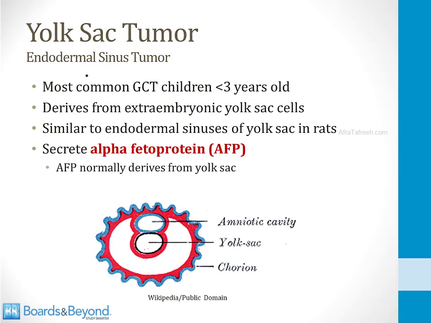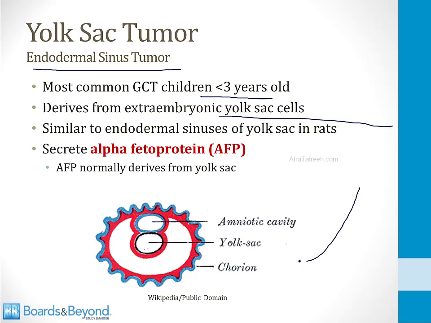Our next germ cell tumor is called a yolk sac tumor, also called an endodermal sinus tumor. This is the most common germ cell tumor in very young children less than 3 years of age. It derives from extraembryonic yolk sac cells. At the bottom of the screen is a picture of the early embryo where the yolk sac forms. Extraembryonic yolk sac cells, meaning yolk sac cells that are not part of the embryo, develop into yolk sac tumors.